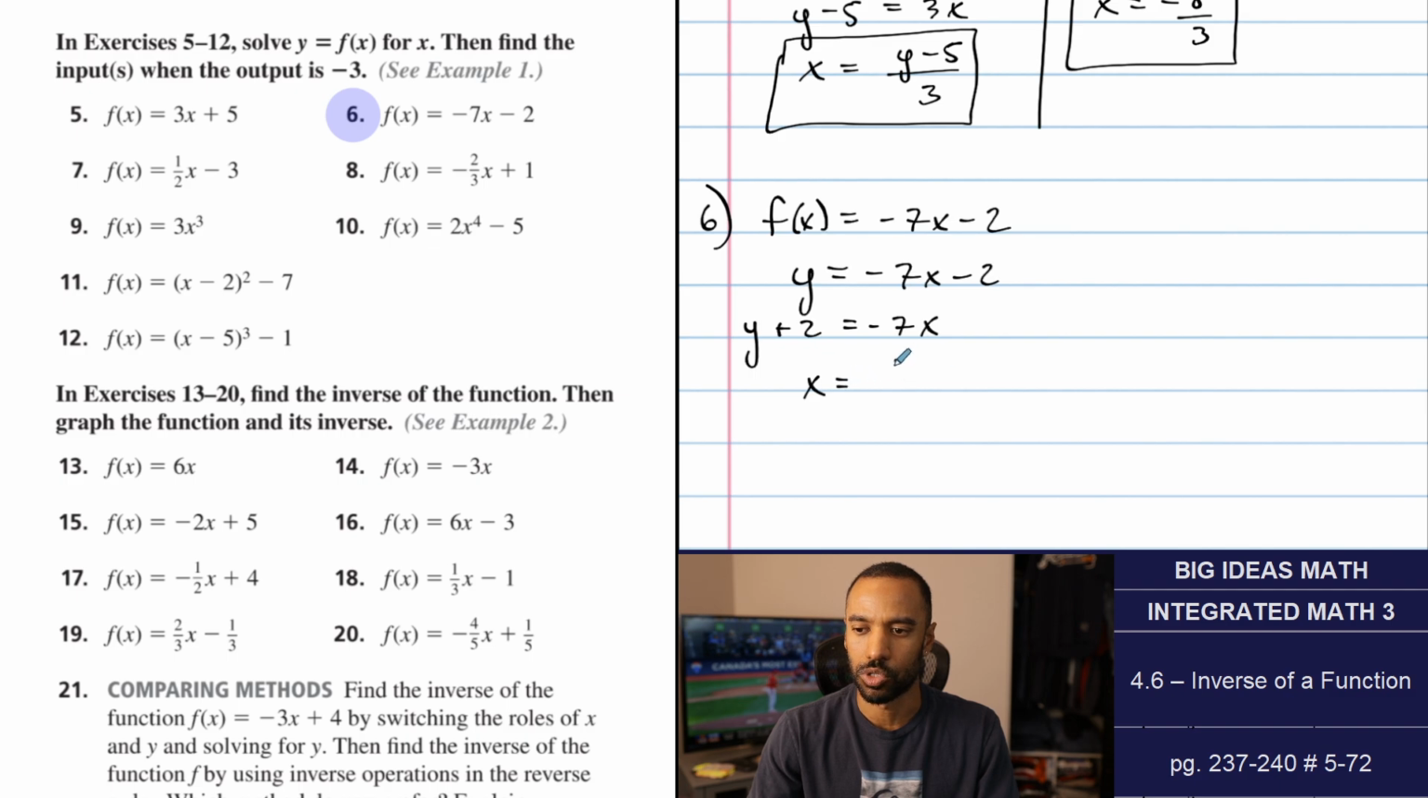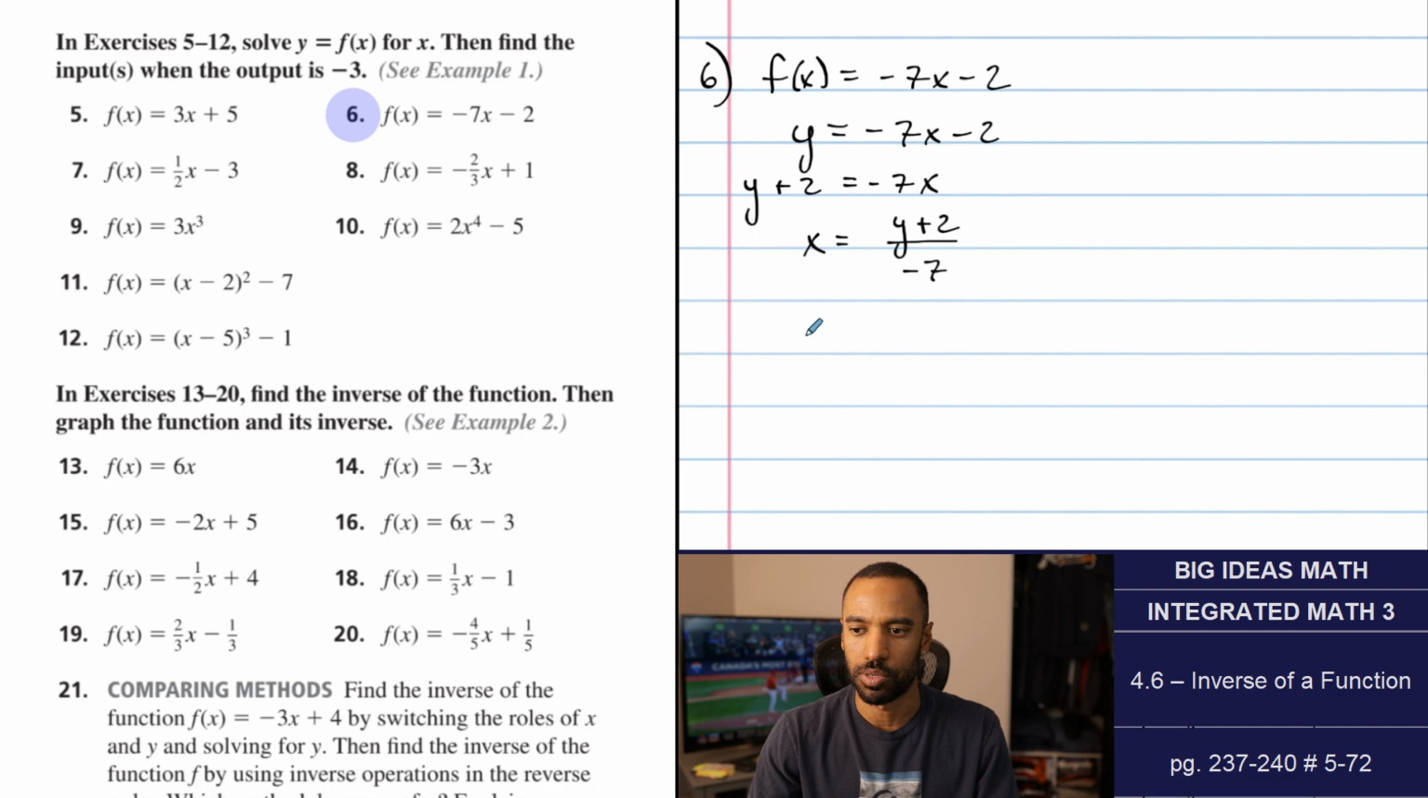So we'll get x equals (y plus 2) over negative 7. Not my preferred way to write this one. You've seen me do this kind of stuff before. You can either put the negative on the outside, which is totally fine, or distribute it into the top. I'm going to leave it on the outside like that. That should be a 7 on the bottom.